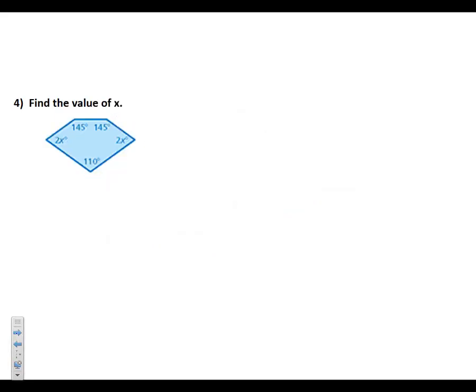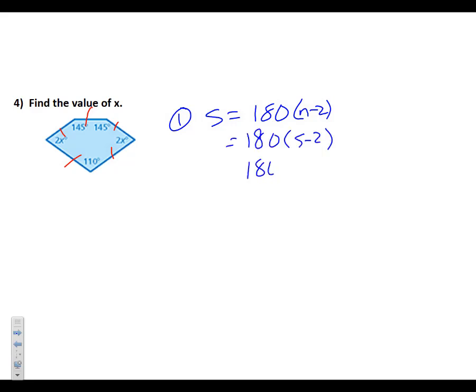So the first thing we're going to do is find the sum of all of the angles. So s equals 180 times n minus 2. And we're going to count them up. 1, 2, 3, 4, 5 sides. So 180 times 5 minus 2. That's 180 times 3. We multiply that together, we get 540 degrees.